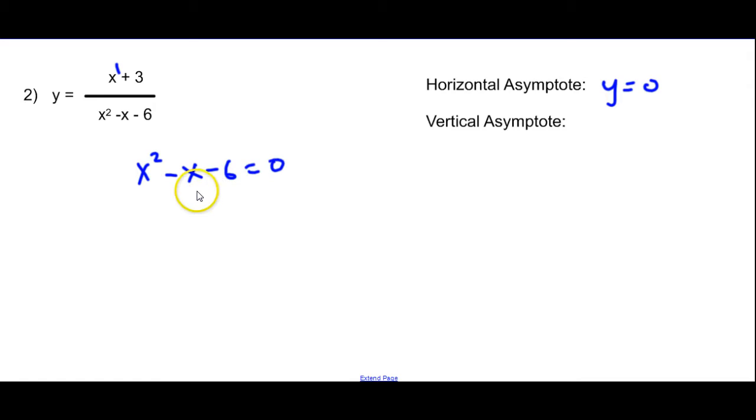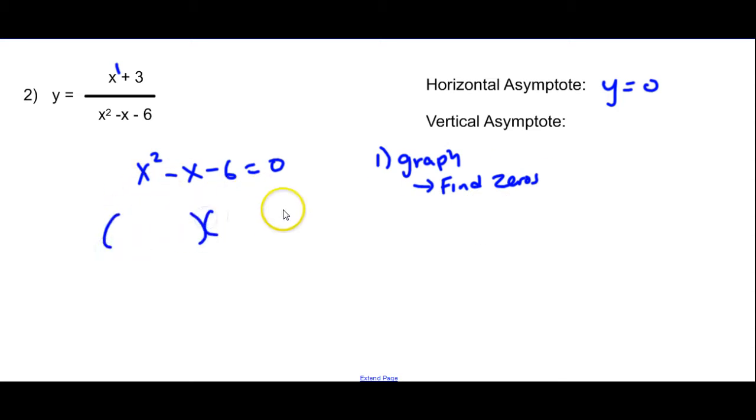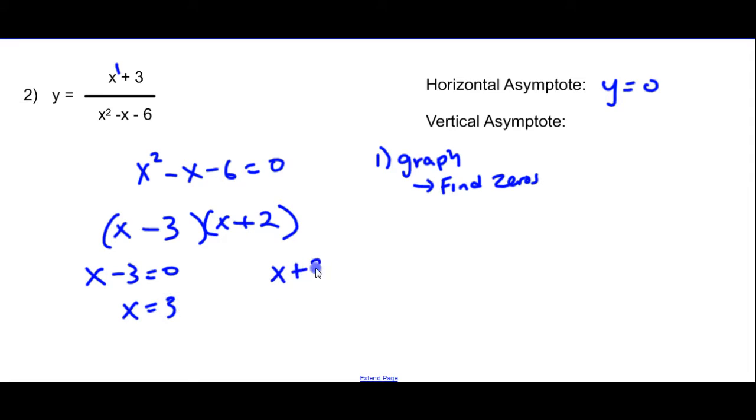Alright, so say you forgot how to do this. Remember, you could always go to the calculator, graph it, and then remember second trace, and then find the zeros. Alright? So remember that you can do that. Or since this one is pretty easy to factor, we can factor this out. We have x minus 3 in one factor, and x plus 2 in the other. So you take the first factor, set it equal to 0, we have x equals 3. You take the second factor, set that equal to 0, x equals negative 2. So your vertical asymptotes we have at x equals 3 and x equals negative 2.